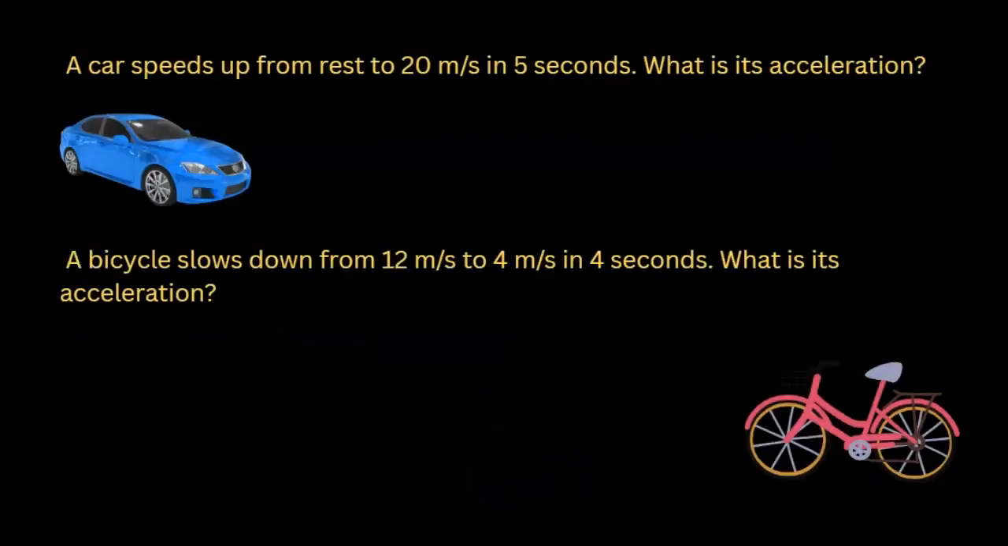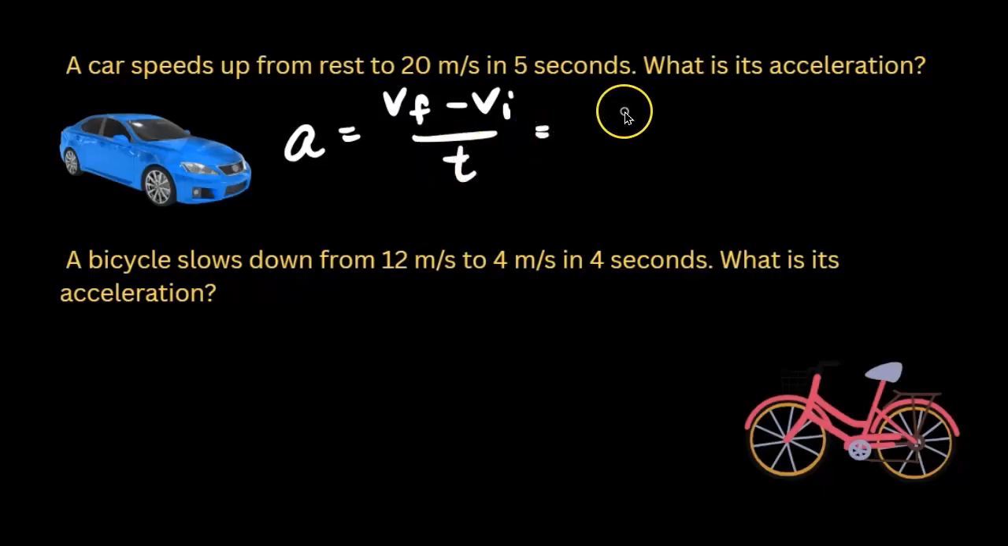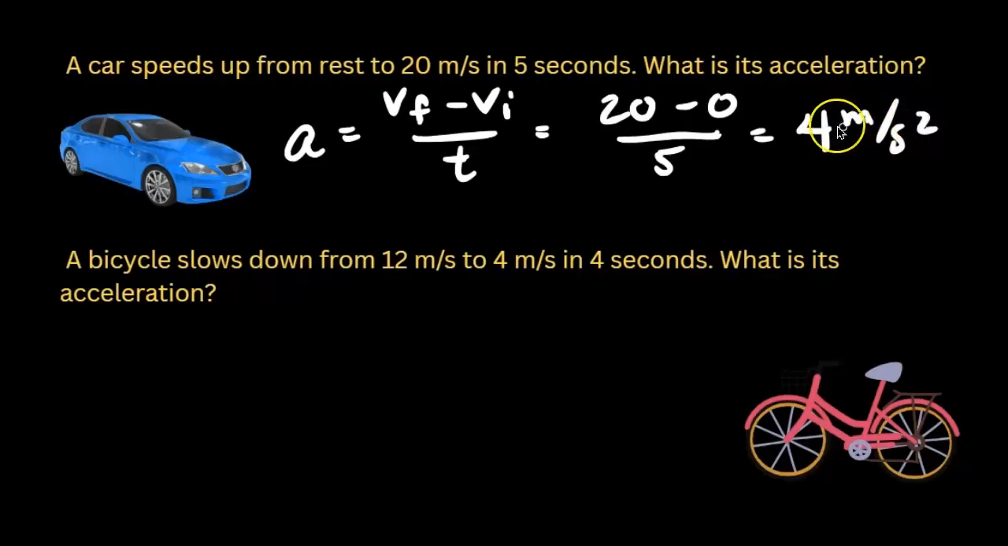Now let's solve some acceleration problems. A car speeds up from rest to 20 meters per second in 5 seconds. What is its acceleration? So the acceleration equation tells us that it's equal to the final velocity minus the initial velocity divided by the time. So the final velocity is 20, the initial is 0, and the time is 5. So 20 divided by 5, we get 4 meters per second squared.